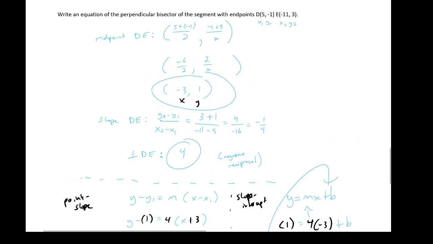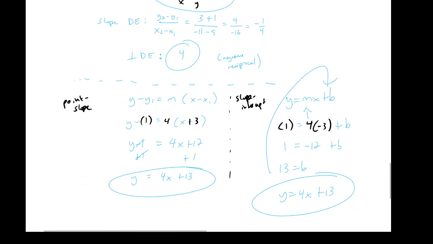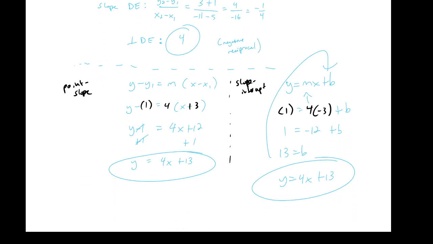Again, find the midpoint, the place where we bisect. And then we're going to find the perpendicular slope. And then once we do that, we're going to mash those two together to create an equation using either point slope or slope-intercept. So that's today's big challenge.